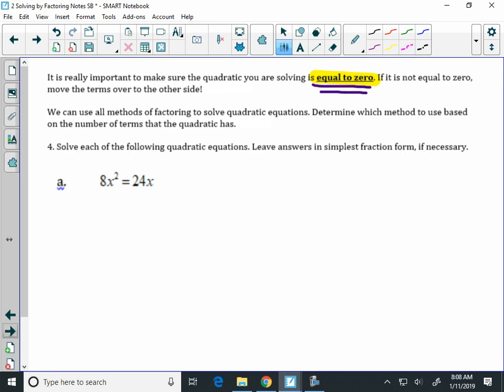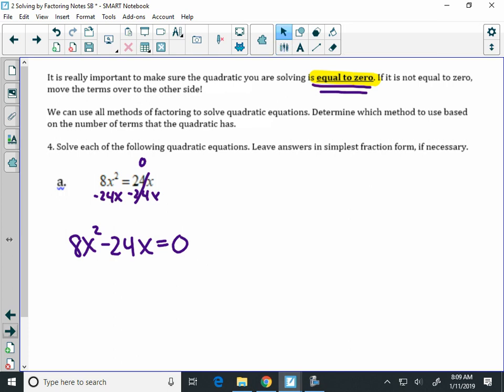So on this first one, I have 8x squared equals 24x. I'm going to start by actually moving the 24x over to the left-hand side, so that I'll get 0 on the right. So what I'll have is 8x squared minus 24x equals 0. Now, when I look at this, I have 2 terms. Remember, the first thing you do every time you factor is to look for a GCF.